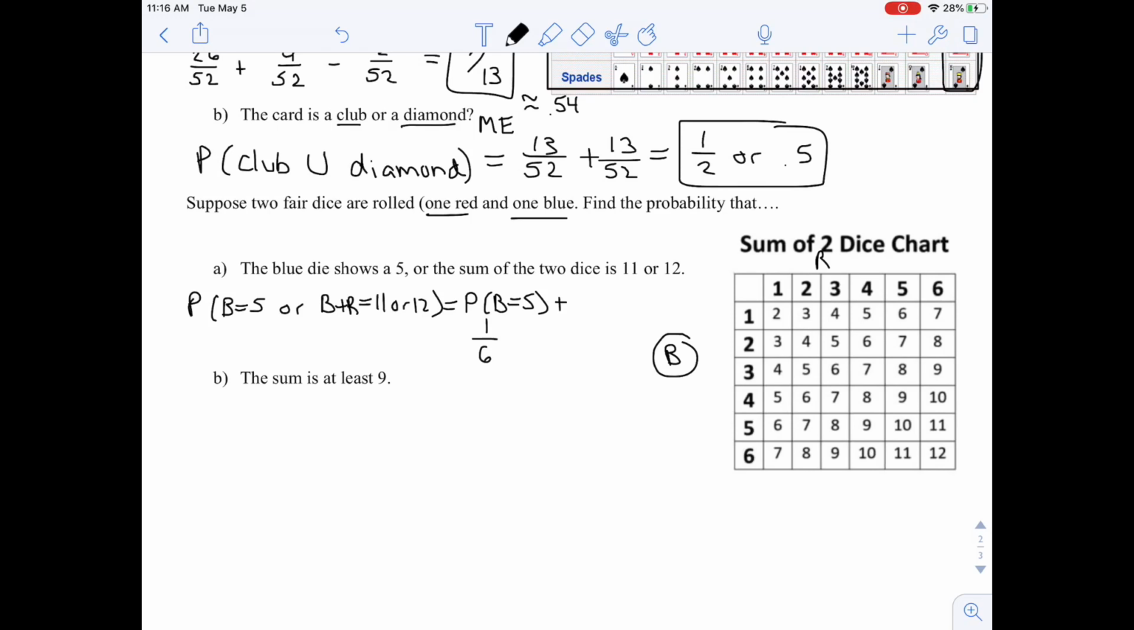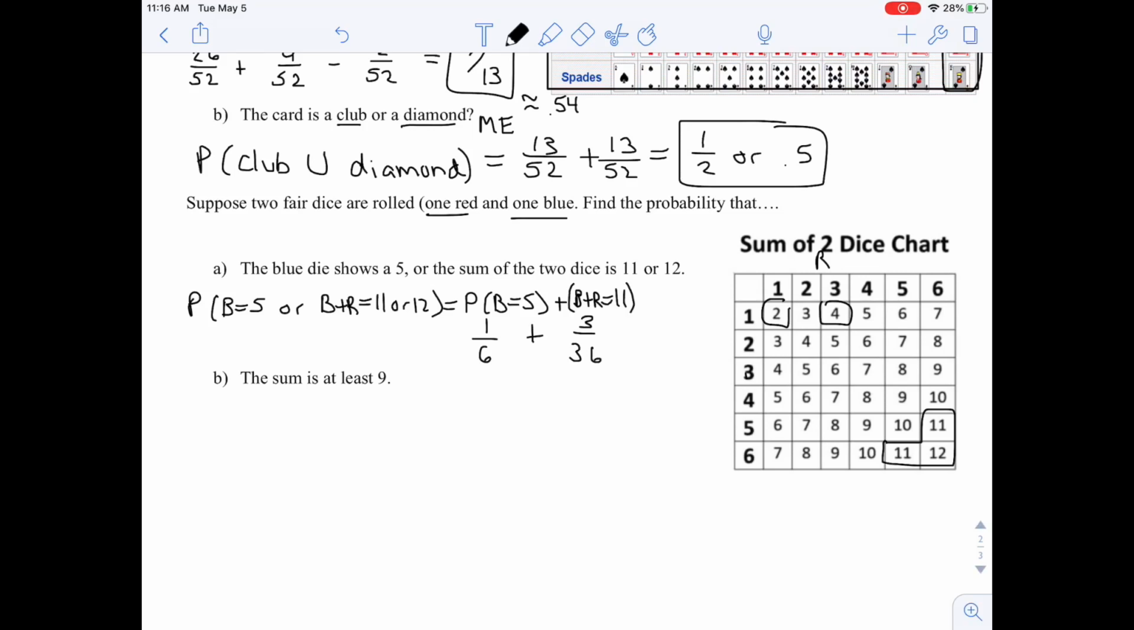So you could think 5 and 6, 6 and 5, 6 and 6. So you could think about it that way. Or you can go to this little table we have here. What you see is your red and your blue die, adding them together. So 1 and 1 make 2, 1 and 3 make 4, and so forth. Okay, so we see that there are 3 ways in which we can have 11 or 12 out of 36 ways, because there's 6 options here, 6 options there. So that's 3 out of 36 for blue plus red equals 11 or 12.